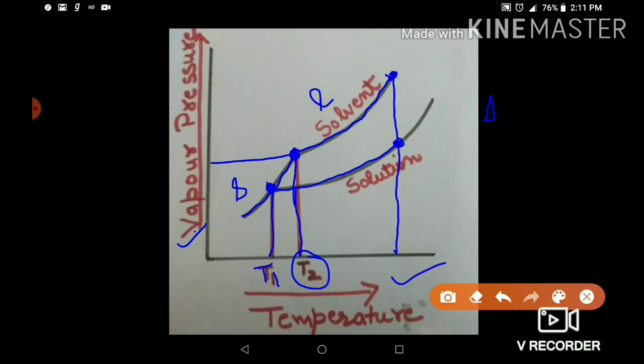Now what will be the change in freezing point of both? That we will say T2 minus T1, where T2 will be bigger in magnitude and T1 will be lower in magnitude. So delta TF is the change in freezing point when the solvent changes to a solution when a non-volatile solute is added.